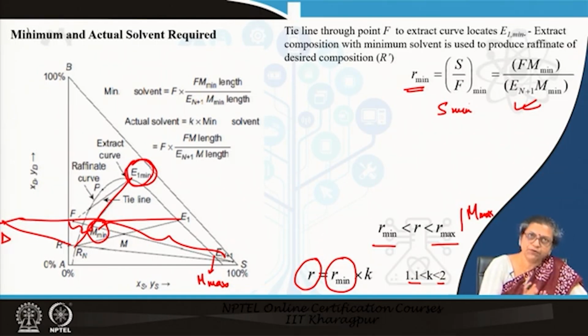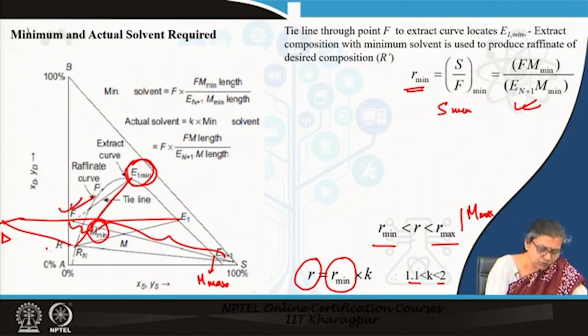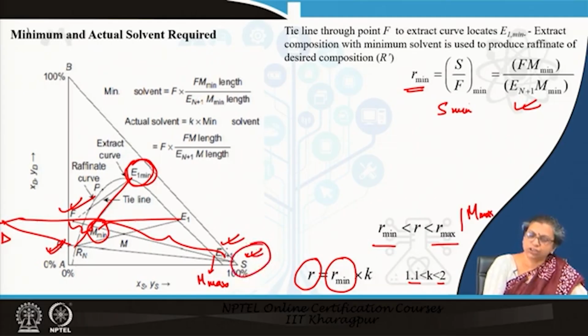So, therefore, before you start the problem, you have to decide the total amount of solvent. In order to decide the total amount of solvent, before you have done anything, you know this point, you know this point, you know this or this, any one of them depending upon the specification of the solvent. First thing you need to do is to locate this point. Once you have located this point, you are in a position to find R minimum. Once you have found R minimum, you can find out S minimum.